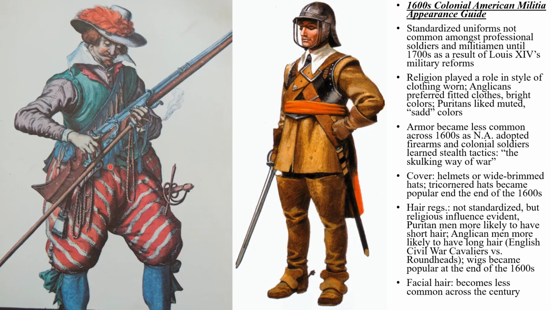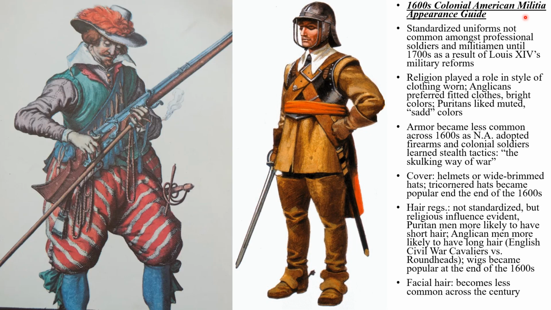Soldiers who were from the Puritan colonies were more likely to wear looser-fitting clothing called small clothes. They also wore muted colors, browns, dark greens, dark purple even. These were called sad colors. And they were considered to be more modest than the bright colors worn by Anglicans because the Puritans wanted to differentiate themselves from the Anglicans, as we discussed in previous videos.